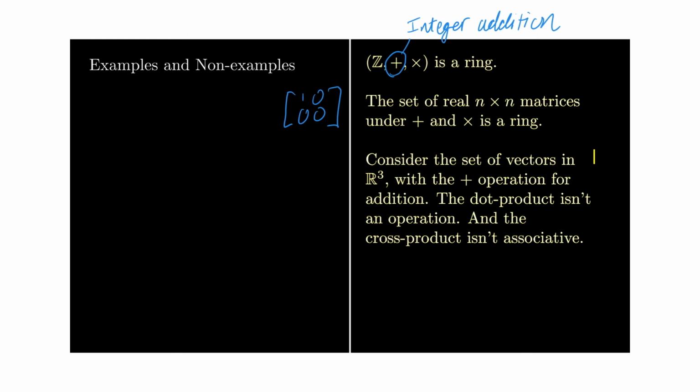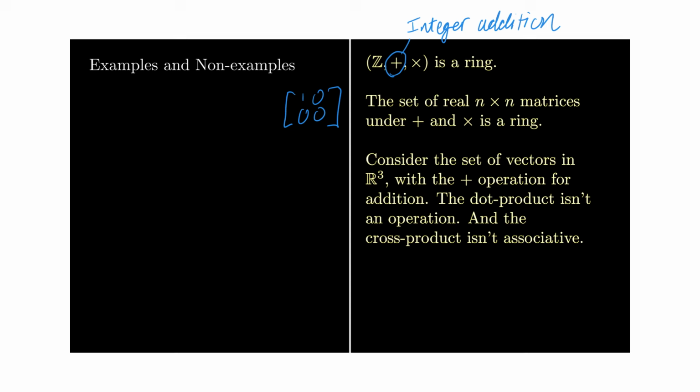So anyway, let's talk about one more example, and this will be a non-example. Consider the set of vectors in, just for specificity's sake, R3. And let's have a plus operation. We all know of a famous and perfectly good plus operation for vectors. It's just coordinate-wise, basically matrix addition. So there we have a plus operation. What about a multiplication operation on vectors?